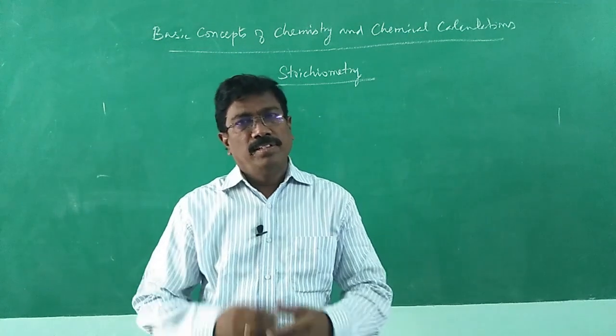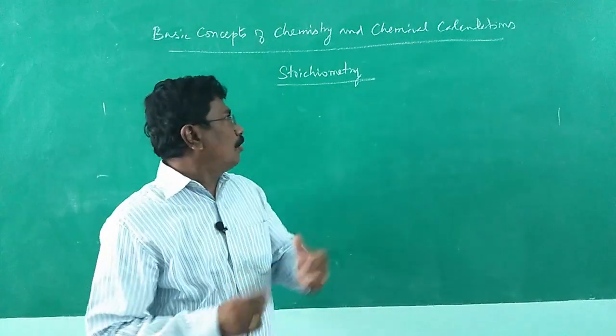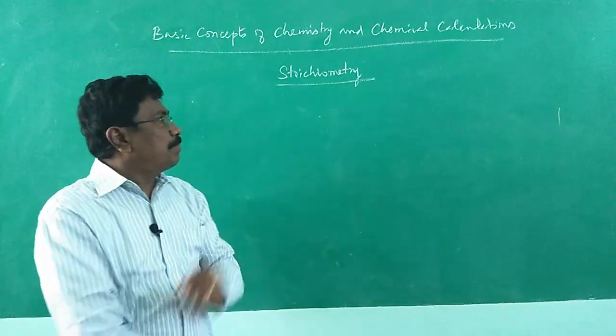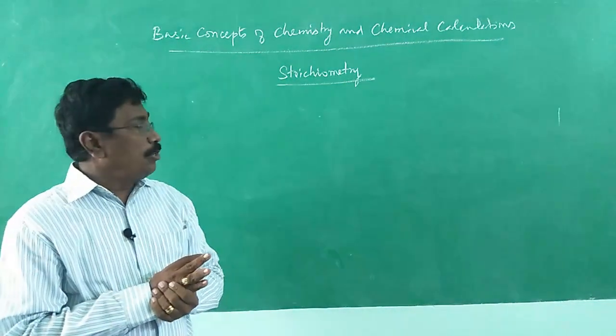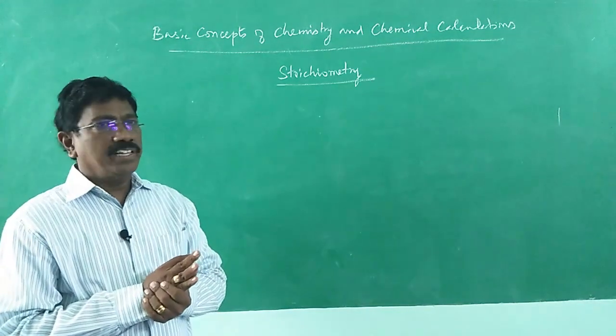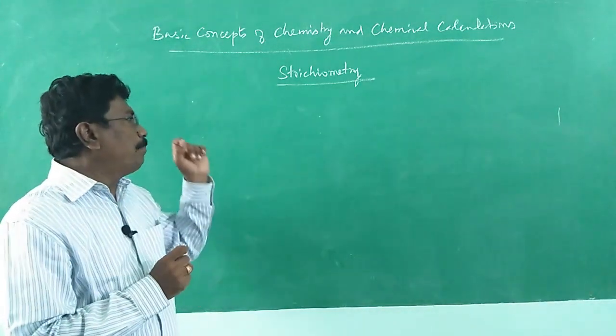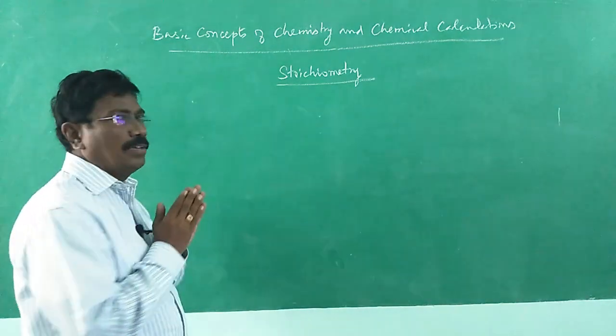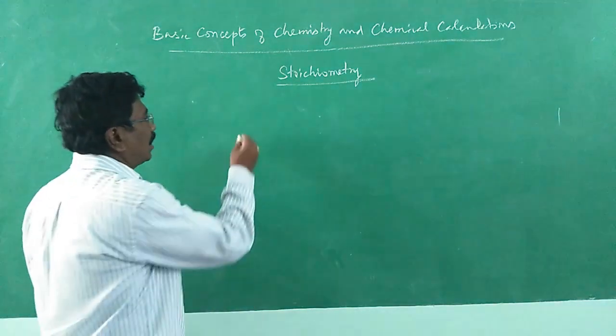Dear students, in this session we are going to discuss stoichiometry. What is it? Stoichiometry represents the numerical relationship between chemical quantities in a balanced chemical equation. So it is a numerical relationship between chemical quantities. What are the chemical quantities?